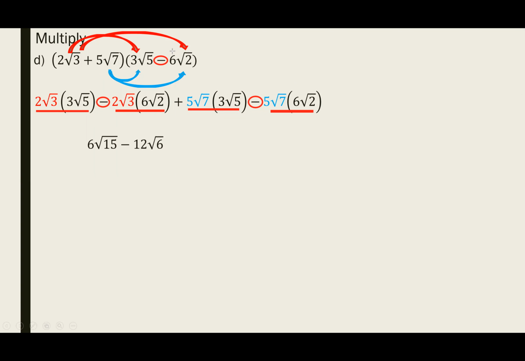As I mentioned earlier, this is what we have. 2 times 3 is 6. 3 times 5 is square root of 15 on the inside. 2 times 6 is 12. 3 times 2 is 6, square root of 6 on the inside. Again, 5 times 3 is 15. 5 times 7 is 35 on the inside. And 5 times 6 is 30. And 2 times 7 is 14 on the inside. And again, 15, 6, 35, and 14.